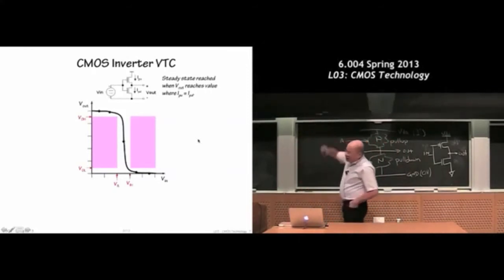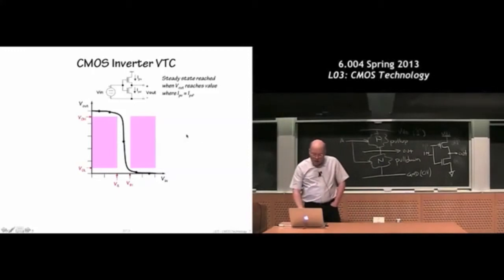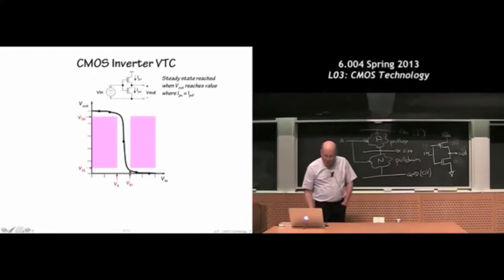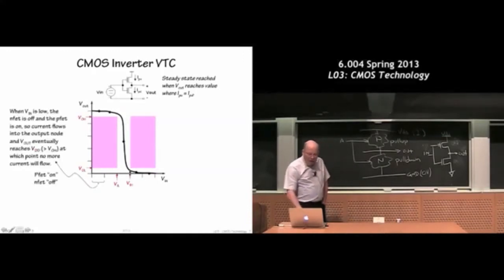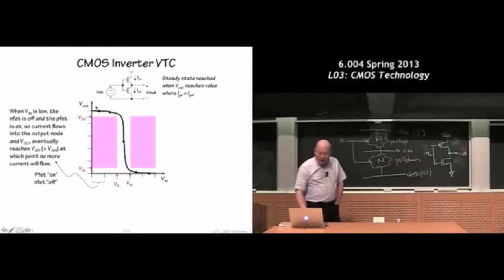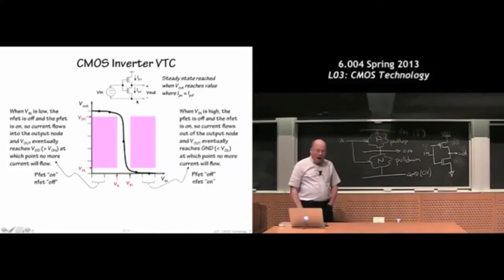Here's a picture of the VTC of a CMOS inverter. You can see that it does pretty well. It's very close to the ideal, right? It has a very large gain in the middle. So we just sort of went through this. When I put in a low input voltage, the output voltage is high because basically the pull up is on and the pull down is off. Similarly, when I put in a high input voltage, the pull down is on, the NFET is on, but the PFET is off, so I get a very low output voltage. And in the middle, I get this sort of quick change.